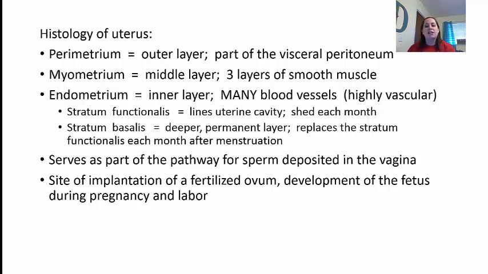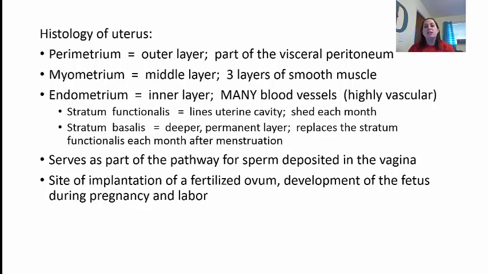The stratum basalis is the bottom layer of this. It's a deeper and it's a permanent layer. It's going to replace the stratum functionalis each month. All right, so when we talk about the base layer, the basalis, it's not going to leave. It's going to recreate the next month the stratum functionalis, that layer, in order to allow for a potential implantation the next month. Now, this serves as part of the pathway for sperm being deposited into the vagina. It's also the site of implantation of the fertilized egg. This is where the development of the fetus will occur during pregnancy.